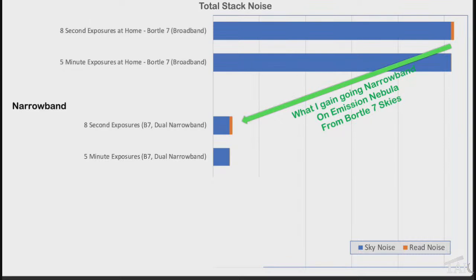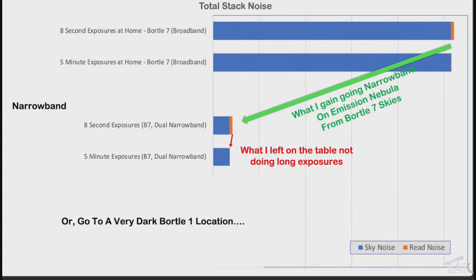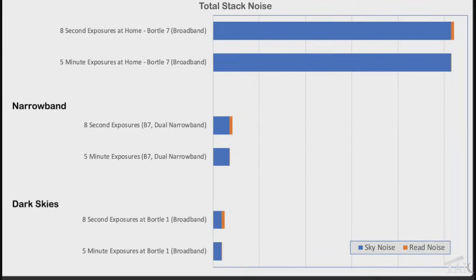And when I take even 8 second exposures and put the narrowband filter on, the objects just show up right there. You can see them, it's like magic. So it's a huge, huge thing, even with short exposures. And what I left on the table by not doing long exposures is that difference there. It's material, it matters. Go to a dark Bortle 1 sky location and the difference is even bigger.